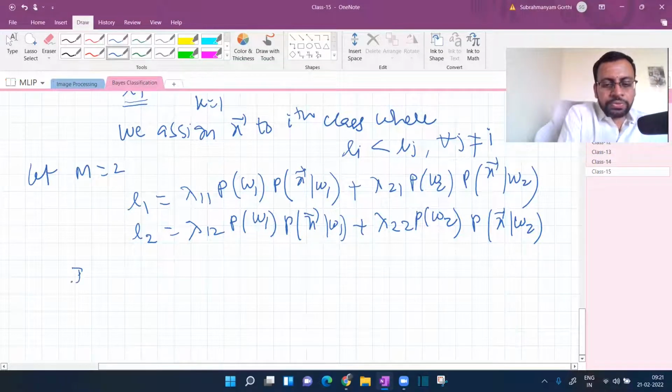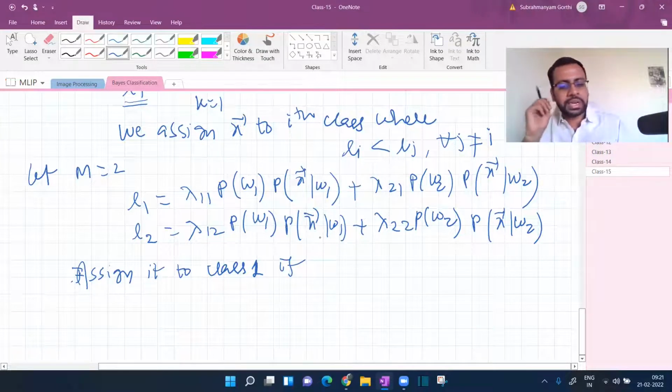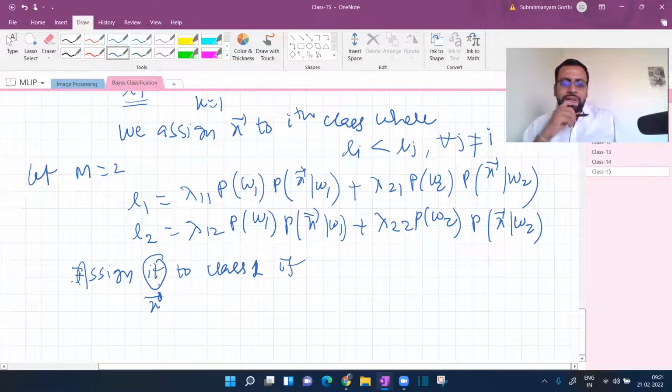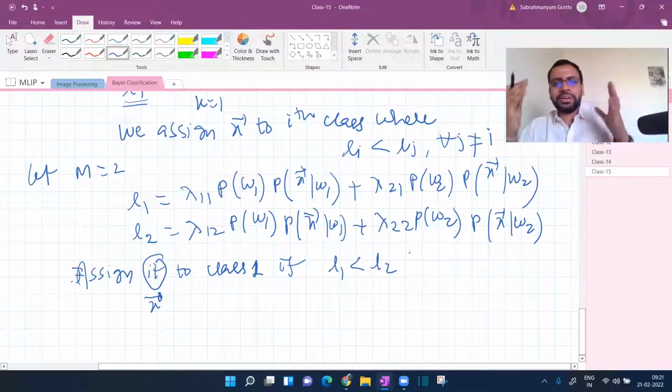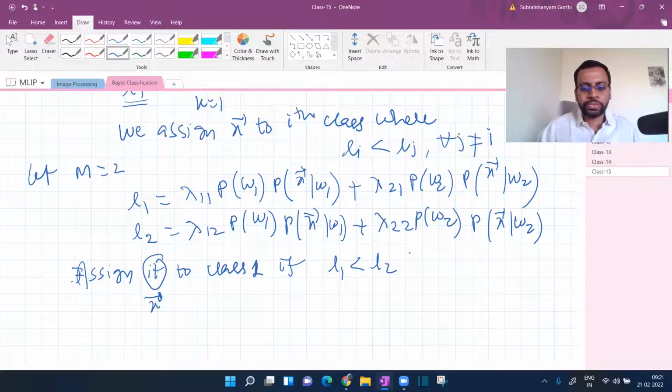Now, what can we say is, let's say you assign it to class 1. When do you assign this given x bar to class 1? If L1 is less than L2. See, there is nothing difficult here to comprehend. Look at the terms L1 and L2.